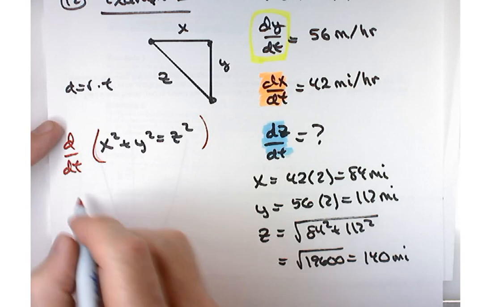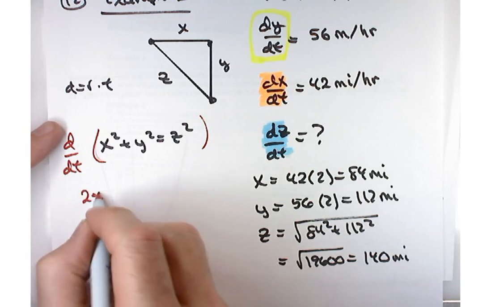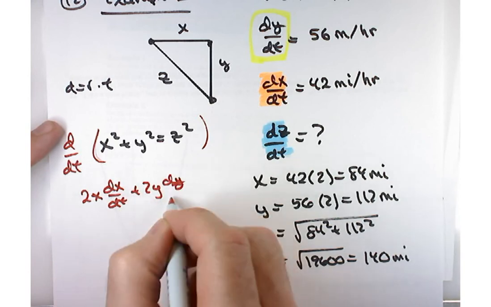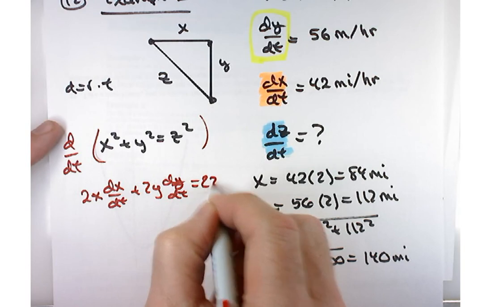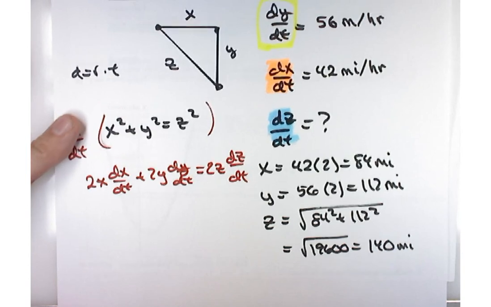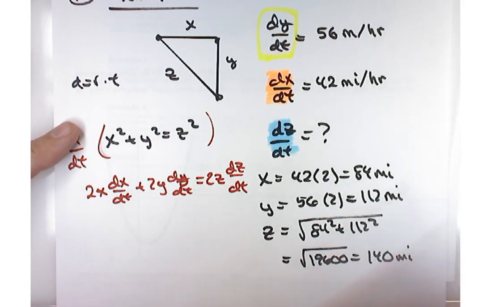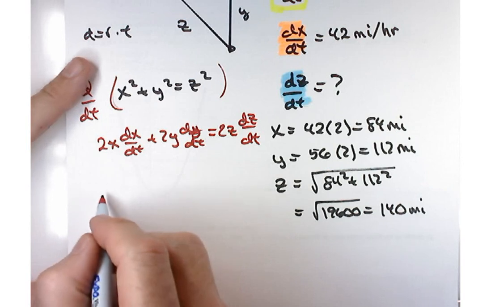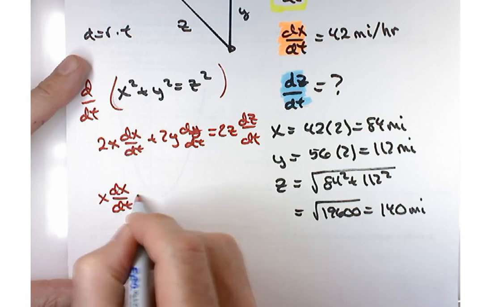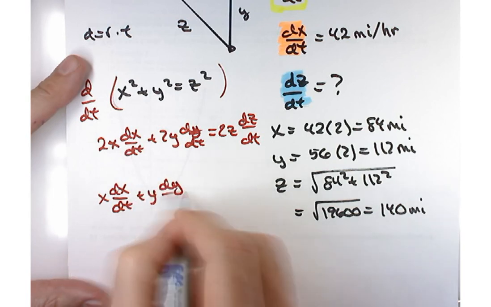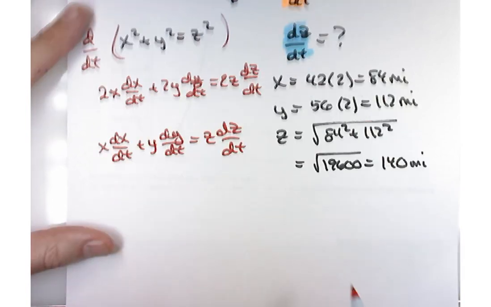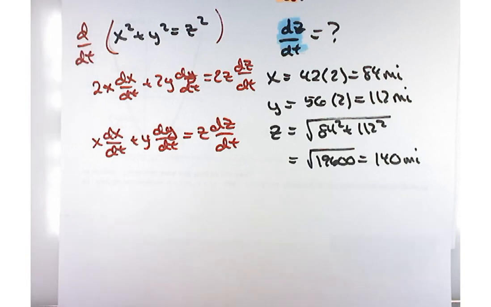d by dt. And that ended up being 2x dx by dt plus 2y dy by dt equals 2z dz by dt. And now I've got everything I need to plug in here. I can divide out the 2 like we did before and get x dx by dt plus y dy by dt equals z dz by dt. And then it's just a matter of grinding it all out.